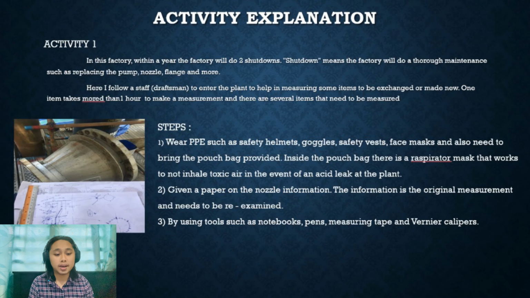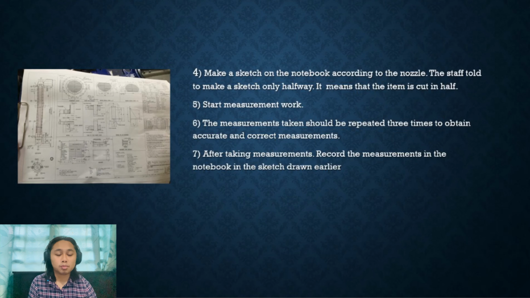Number 3 is using tools such as notebook, pen, measuring tape, and vernier caliper. Number 4 is make a sketch in the notebook according to the nozzle. The staff told me to make a sketch of only half, which means the item is drawn as if it is cut in half. Number 5 is start the measurement work.